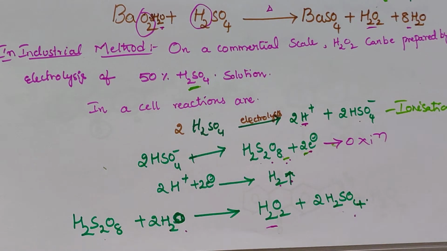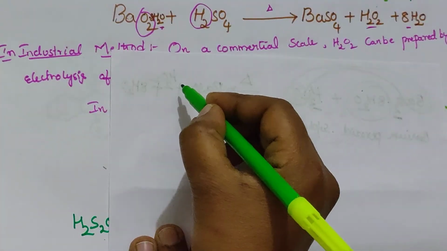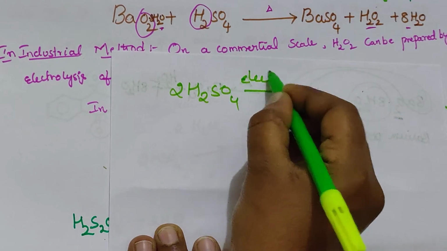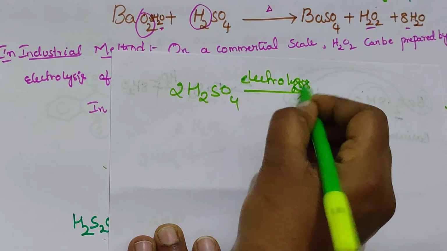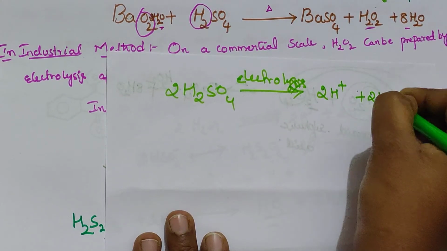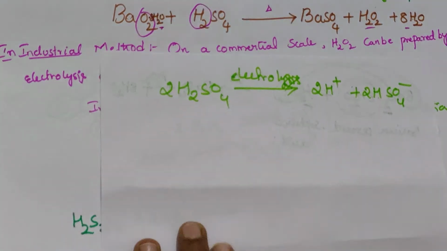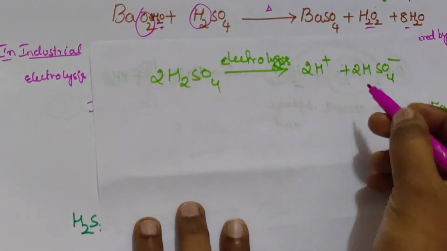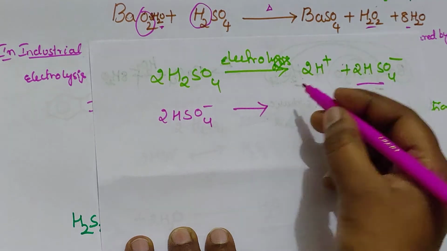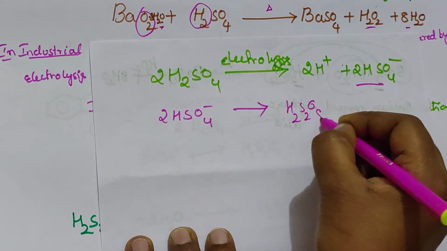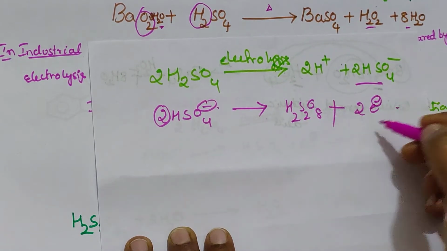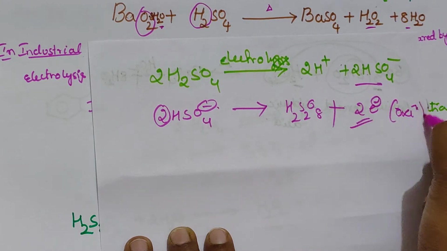What happened in these steps? 2 times H2SO4, sulfuric acid, undergoes electrolysis. It divides into ions, 2H plus and 2HSO4 minus ions. And the next step, the 2HSO4 minus ions give H2S2O8 and 2 electrons. In this step, the removal of electrons is called oxidation.